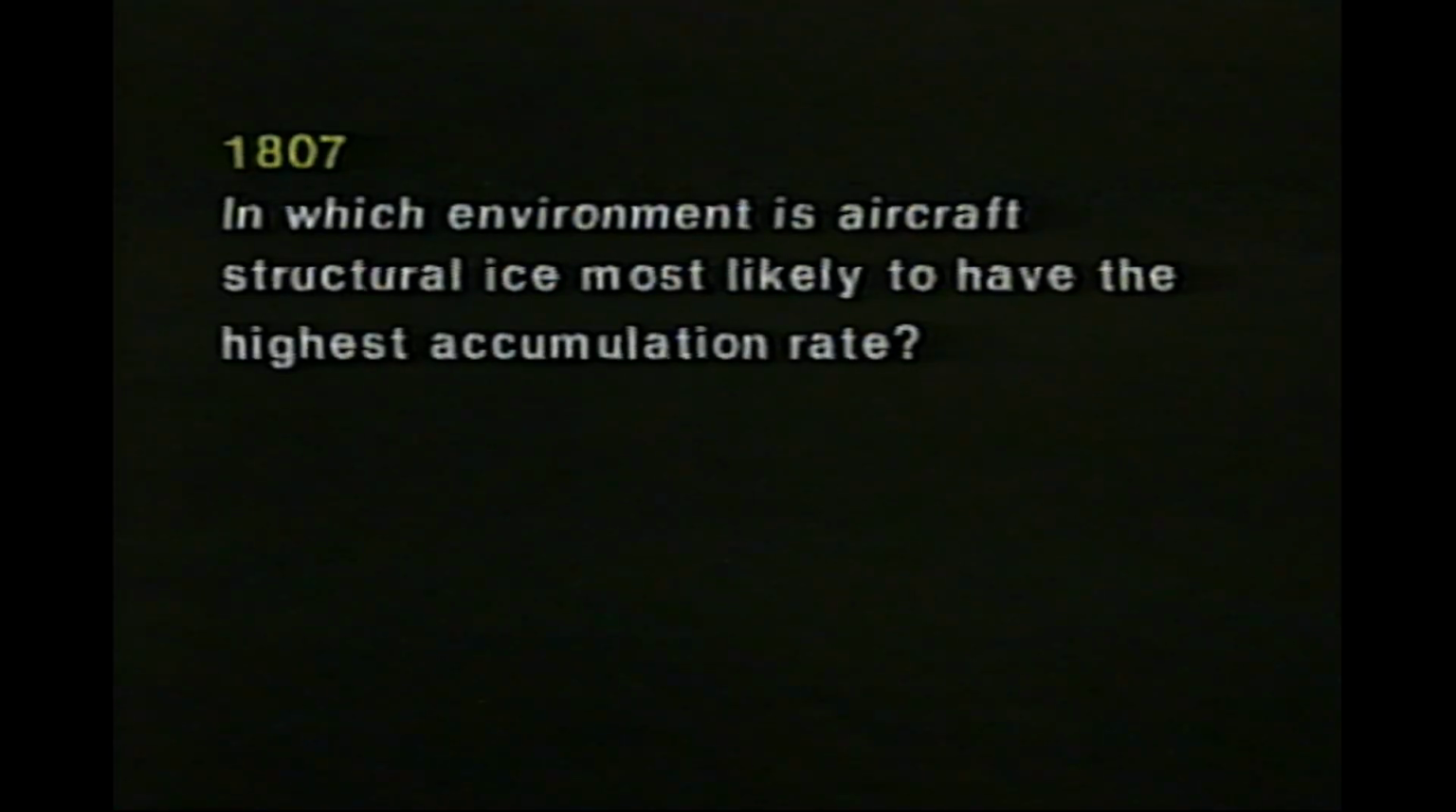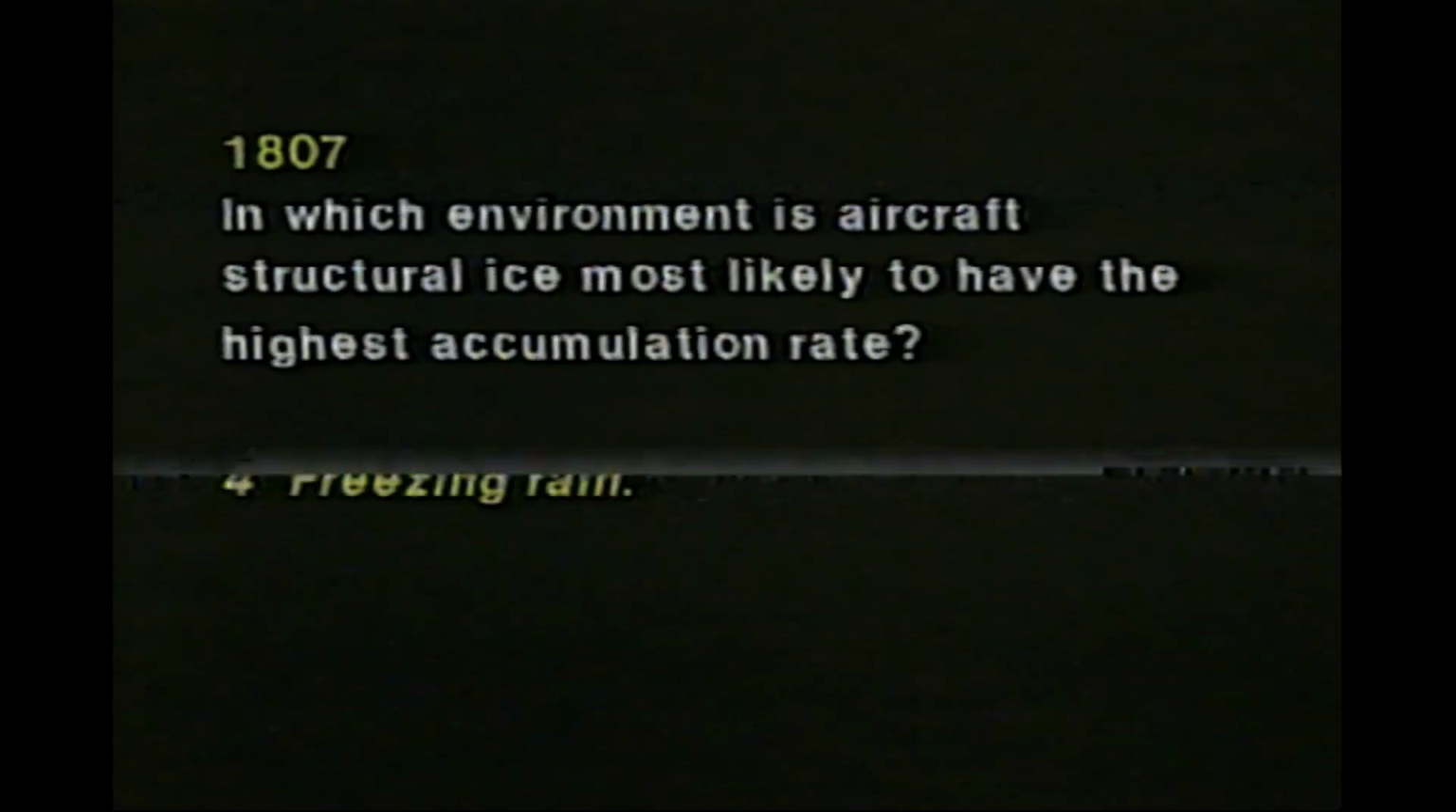806. One in-flight condition necessary for structural icing to form is. Well, this is asking about structural icing as opposed to carburetor icing. So for structural icing, icing on the wings or whatever, you need visible moisture. Answer 4. Question 807. In which environment is aircraft structural ice most likely to have the highest accumulation rate? That's the danger behind freezing rain, remember, is you have the highest accumulation of structural ice. So it's answer 4 for freezing rain.